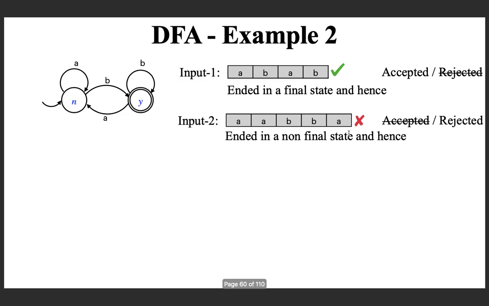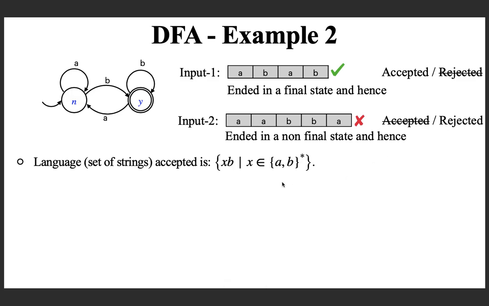Can you guess for this automaton what is the set of all strings accepted, which is called the language, or what kind of string is accepted? Can you guess it? When compared to the previous automaton, here it is easier to guess. You can see that it is actually the set of all strings ending in B: the set of all strings X followed by B, where X is an arbitrary string on A and B. So if the string ends with B, then the automaton will accept.